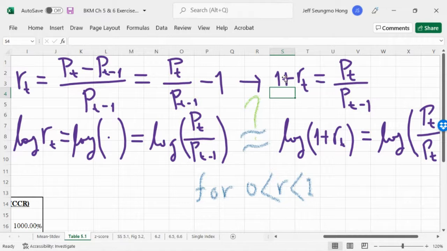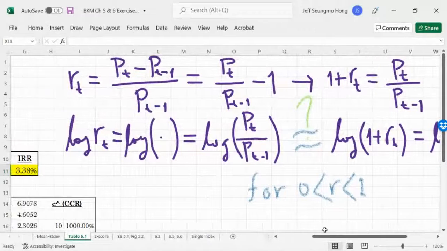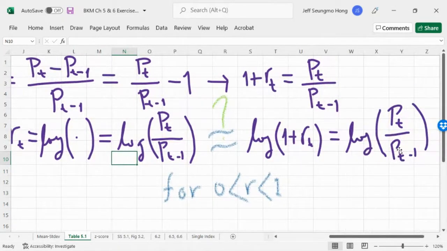If we take the log of the gross return, in other words log of 1 plus Rt, then the right-hand side will be log of Pt over Pt minus 1. That will be the same thing as the net return. How come? Why? It is the case only for a very small return, like a number between 0 and 1. A number between 0 and 1 can even include a 99% return. Isn't that right? 0.99 is still a number between 0 and 1.